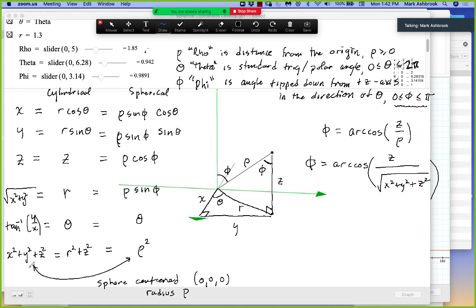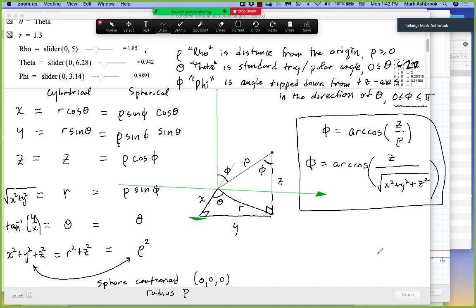Cylindrical to rectangular, cylindrical to spherical, and then a couple of formulas for phi, which I couldn't get. I didn't have room down here. But phi in spherical coordinates equals arc cosine of z over radical, where the radical would be, in rectangular coordinates, x squared plus y squared plus z squared. Any questions?